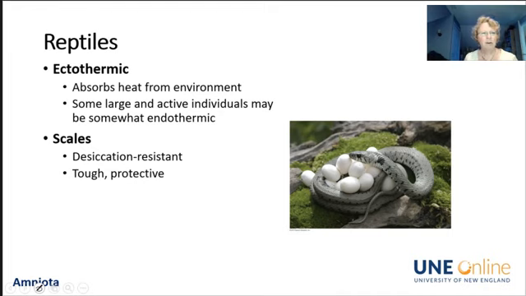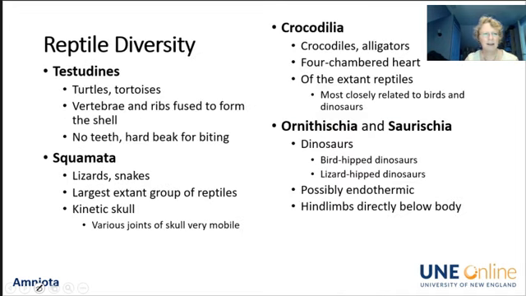Reptiles, major group of amniotic organisms. Reptiles are also ectothermic. So we talked about amphibians being ectothermic. Reptiles are ectothermic, absorbing heat from their environment. Now there are some exceptions. Some large and very active individuals like monitor lizards may be somewhat endothermic and produce most of their own metabolic heat. Their skin is specialized with scales, which is desiccation or drying out resistant and very tough and protected.